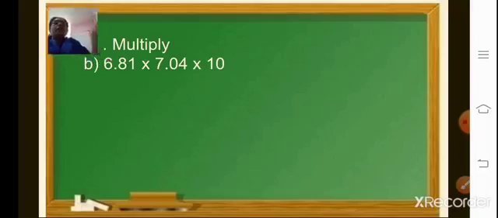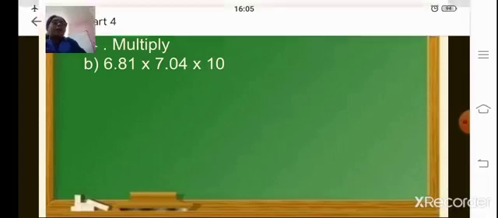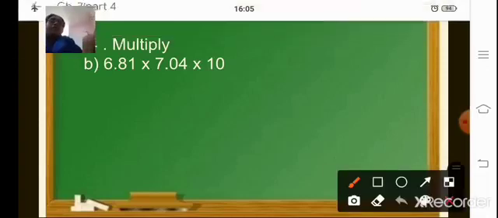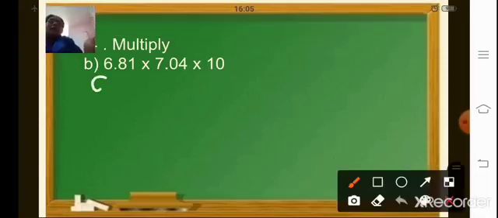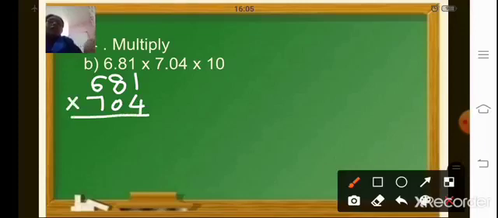Exercise 7.3, question number 4, multiply. Okay, the first sum B1, 6.81 multiplied by 7.04 and multiplied by 10. So first we will multiply the first 2 numbers. 681 multiplied by 704.